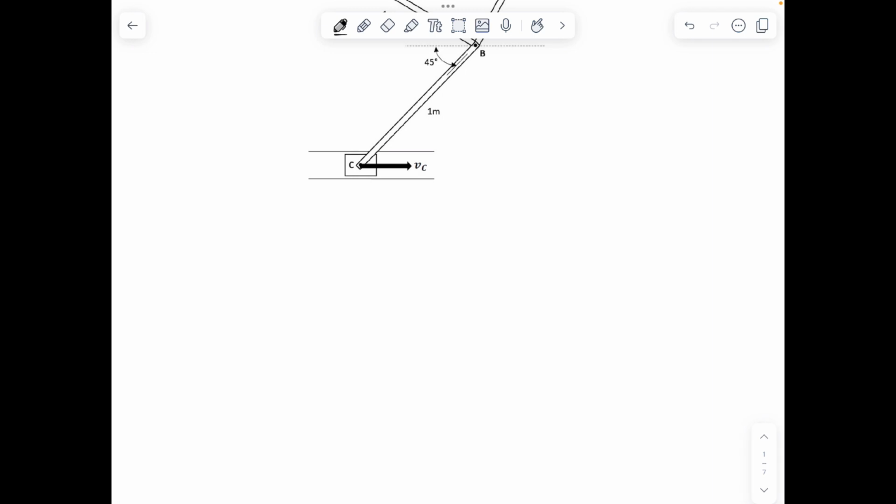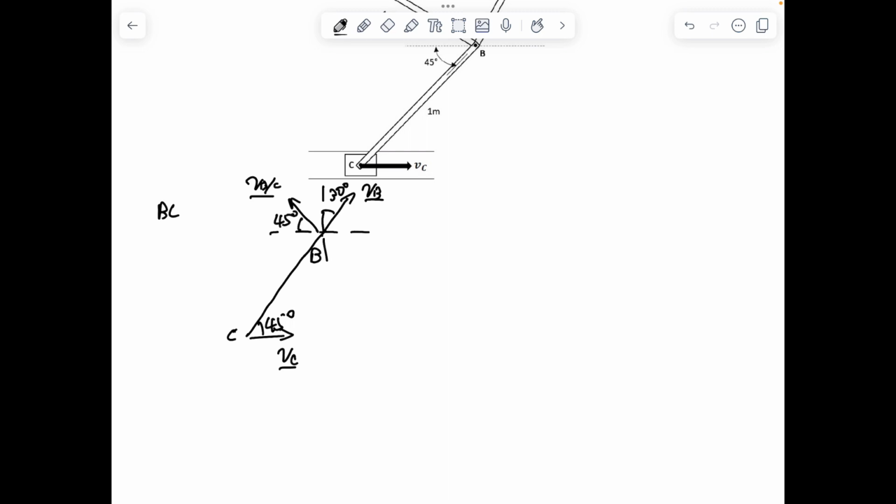First, we can do a free body diagram to the linkage BC. So for BC, for point C, it has velocity to the right, which is VC, which is 45 degrees. And also for point B, it has VB, which is 30 degrees, and also VB with respect to C. This one is 45 degree also.